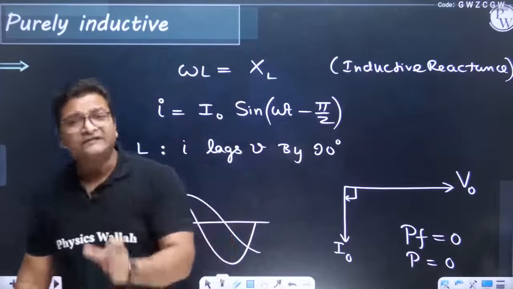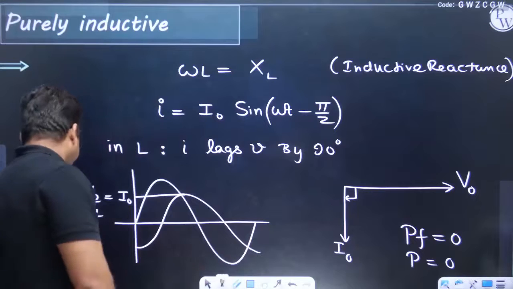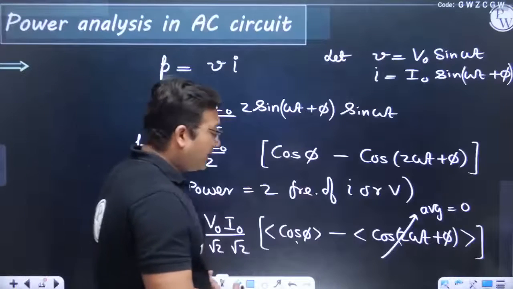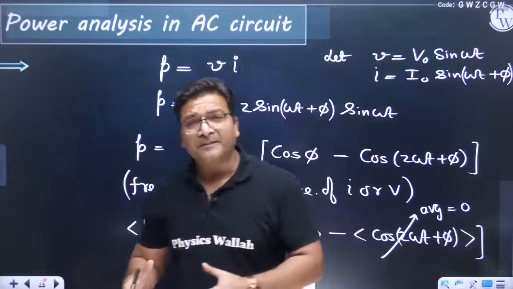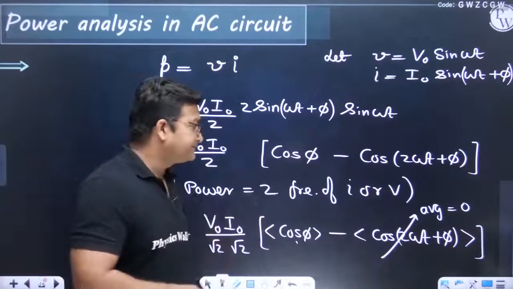Only the resistance dissipates power in AC circuits. Remember this point. This is true even when there are combinations of capacitors, resistances and inductors. Only the resistance will dissipate power.